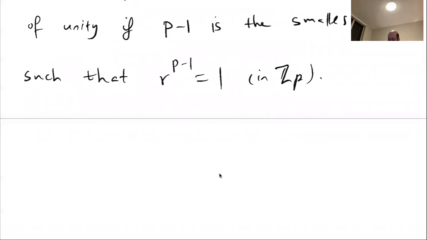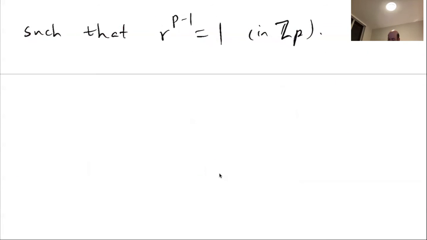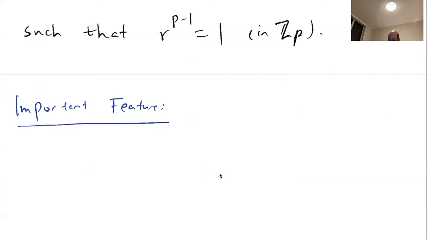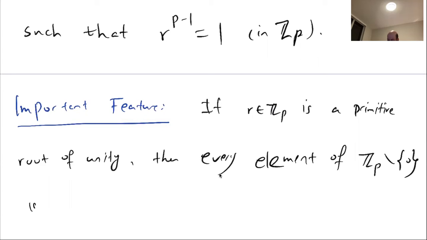So why is this concept important, primitive root of unity? Why is it important to have a number r such that p minus 1 is the smallest power for which r to power p minus 1 gives 1? So the important feature is, if r in Zp is a primitive root of unity, then every element of Zp except 0 is a power of r.